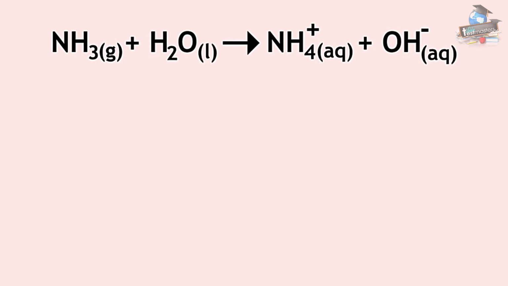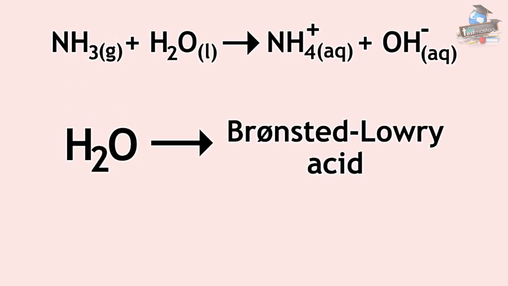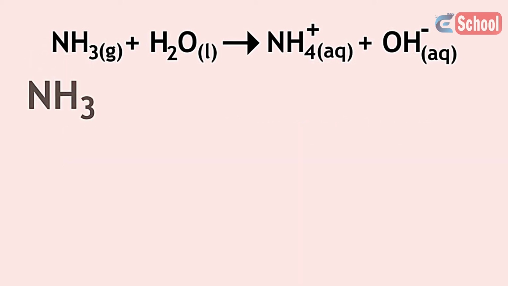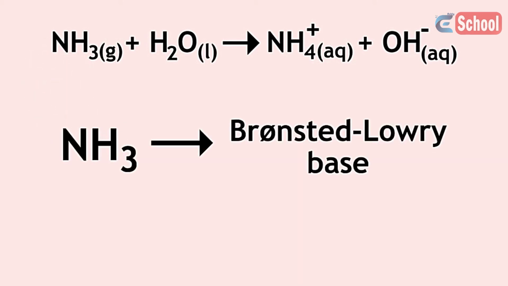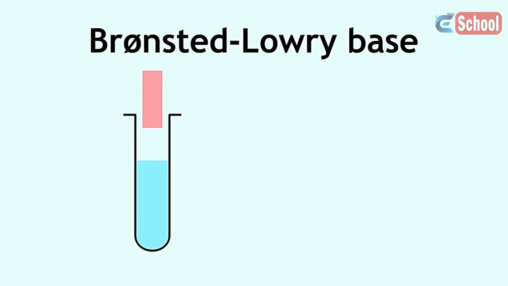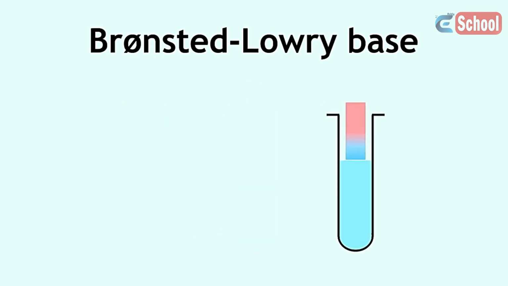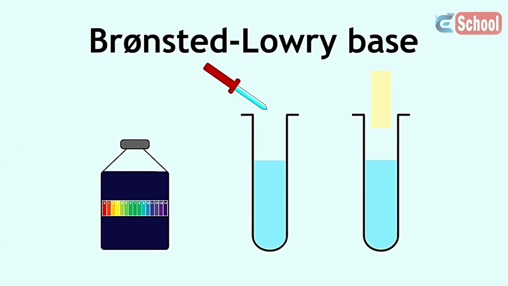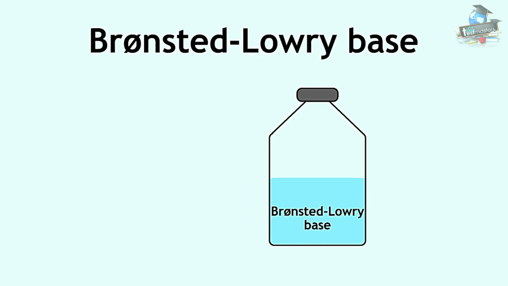In this example, water acts as a Bronsted Lowry acid because it releases a proton. Ammonia acts as a Bronsted Lowry base because it accepts a proton. So a base, according to the Bronsted Lowry theory, does not need to have a pH greater than 7, or turn red litmus paper blue, or turn universal indicator solution or paper blue or purple. The only requirement is that it is able to accept protons.